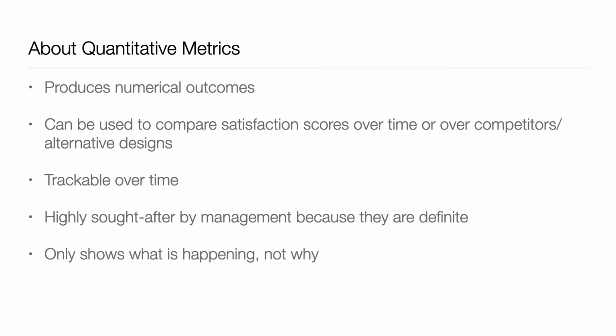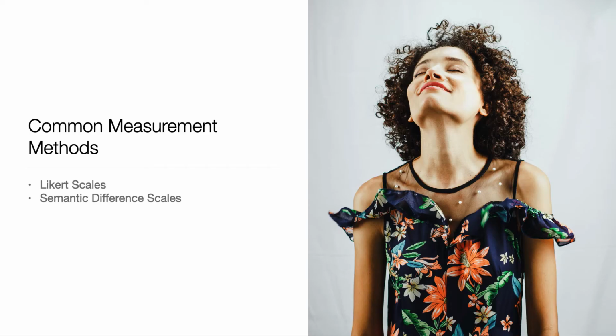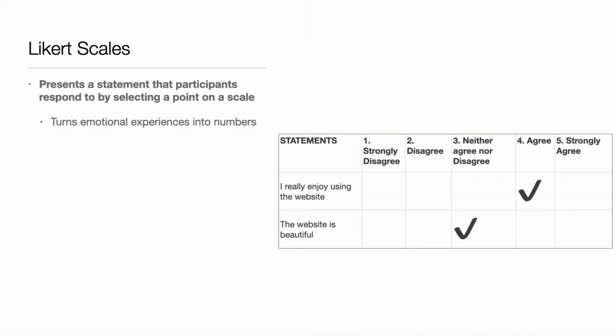Now, there are two main kinds of scale you can use. There's Likert scales and there's semantic differential scales. Let's start with the first one, Likert scales. You see them all the time, and this is where you present somebody with a series of options and you say how much you agree with the statement. So, I really enjoy using this website. 1 is strongly disagree, or 5 strongly agree. So you can turn your emotions into numbers.